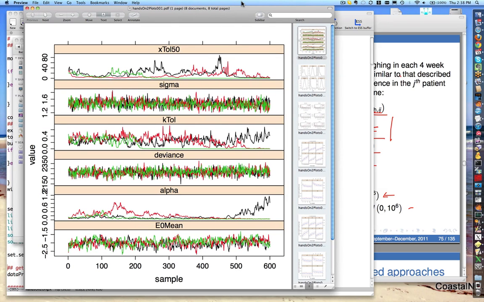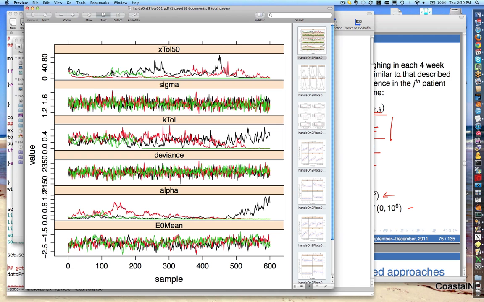Okay, here are the history plots for our key parameters. There's a couple of the parameters that are okay. Sigma is fairly good. E0 mean is reasonably good. I might want a few more samples, maybe increase the number of iterations to clean it up a little bit. But alpha here, K-tau and X-tau 50, particularly alpha and X-tau 50, are not looking so good. You've got extreme autocorrelation present. They definitely don't look like fuzzy caterpillars using this number of samples.